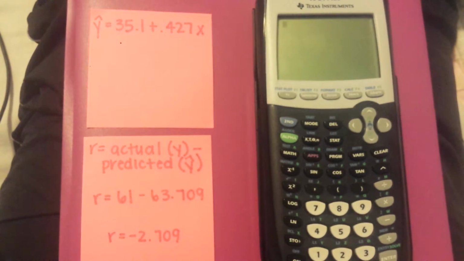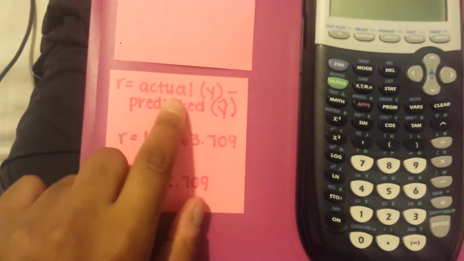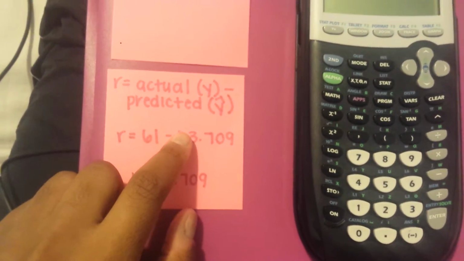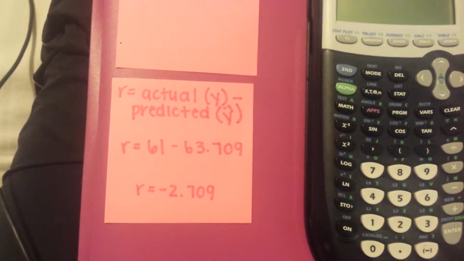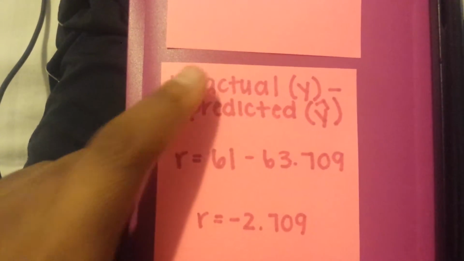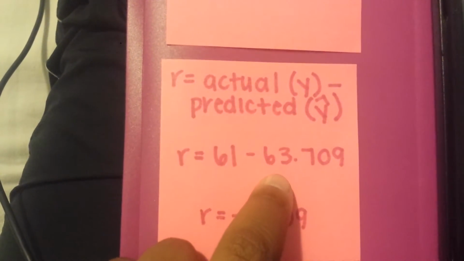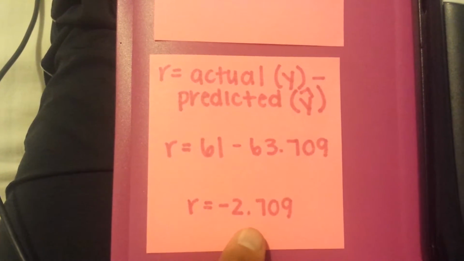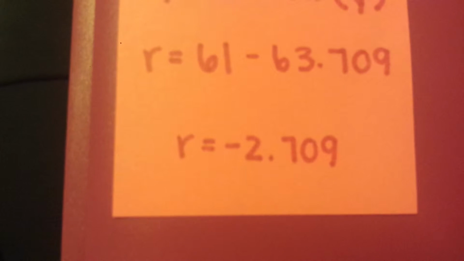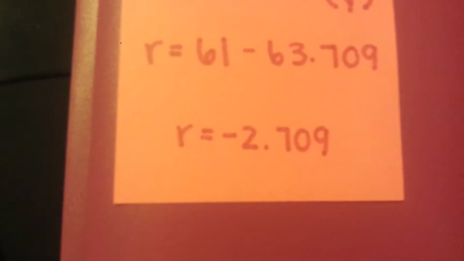Once we find our y hat, we want to find our residual. So in order to do that, we have the equation r equals actual, which is y, minus predicted, which is y hat. So we already found our predicted, which is 63.709. Since the actual is y, which is the daughter's height, we have 61 minus the predicted of 63.709, and that gives us r equals negative 2.709. Since the r value is negative, we can tell that it is below the least squares regression line.